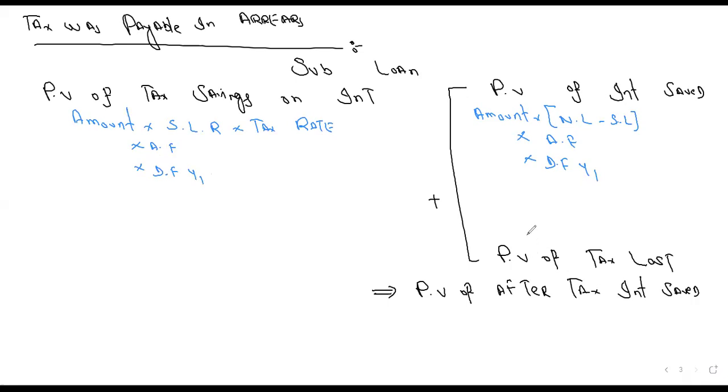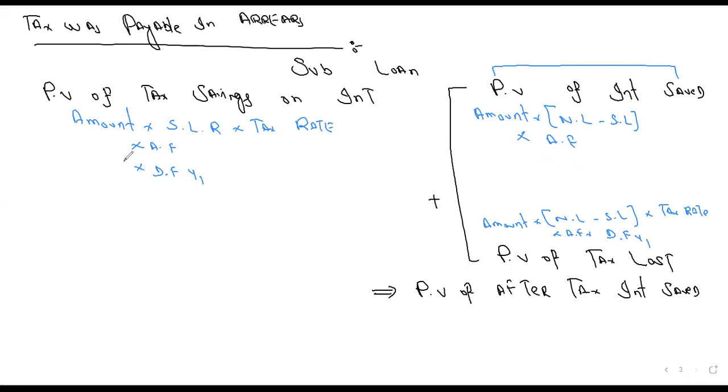And this will be amount into normal loan rate minus subsidized loan rate into tax rate, multiply by annuity factor. Here, no discount factor of year one, guys. Why? Because no tax here. The discount factor of year one, why are we multiplying with this? Because of the delayed arrears taxation. In this formula, no taxation impacts, so there is no need to further multiply.